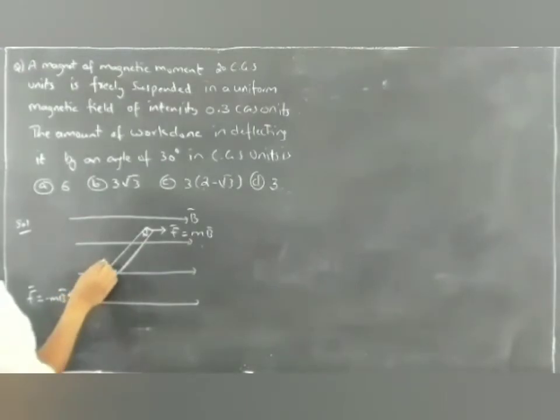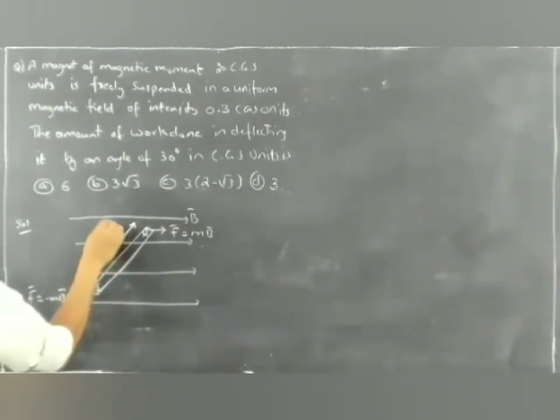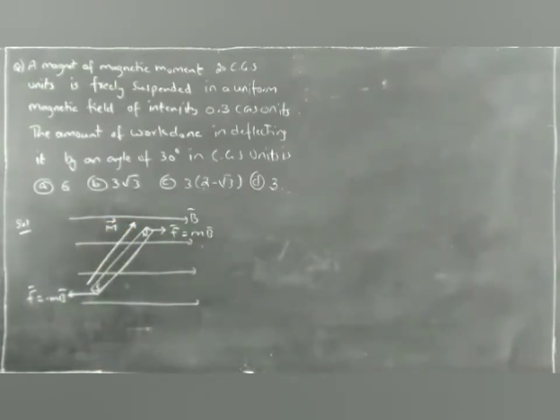Now, what is the direction of the magnetic moment? The direction of the magnetic moment is from the south pole to the north pole. It makes some angle theta with the uniform magnetic field. Due to these two forces coupled, a torque acts. That torque is nothing but the restoring torque. Already we have discussed that.